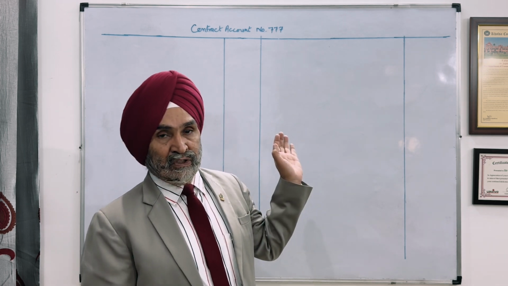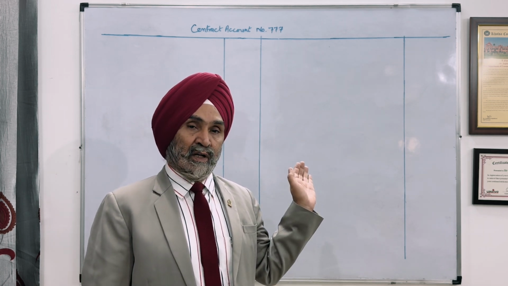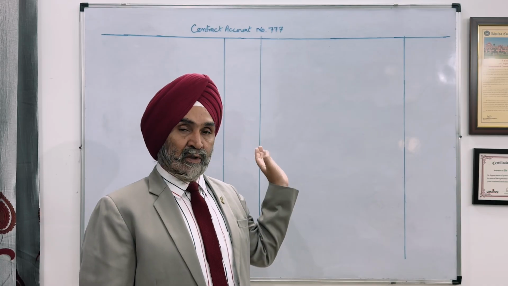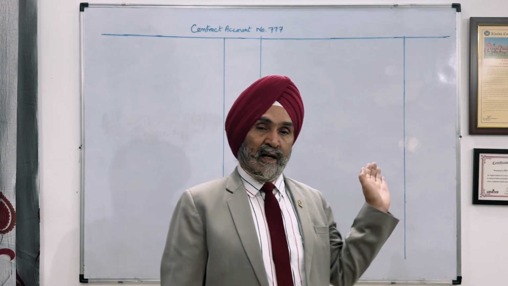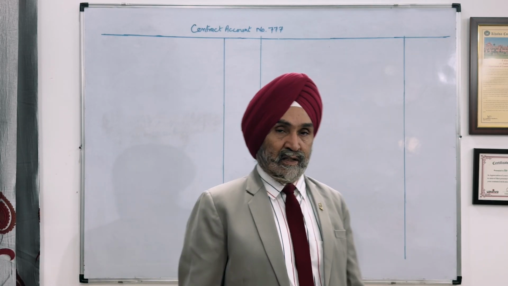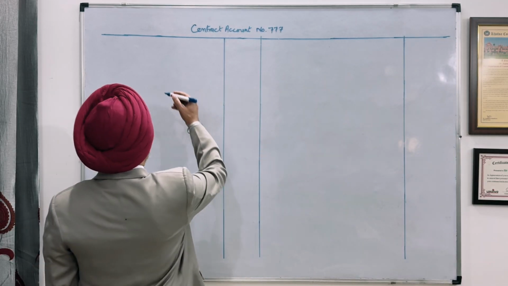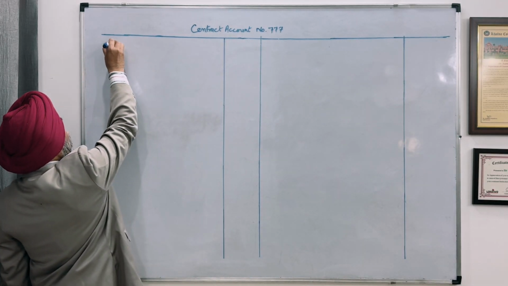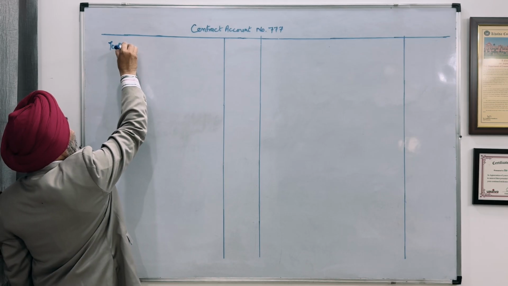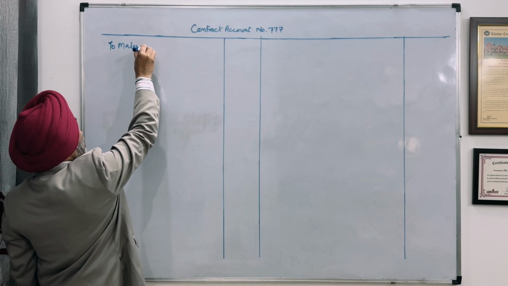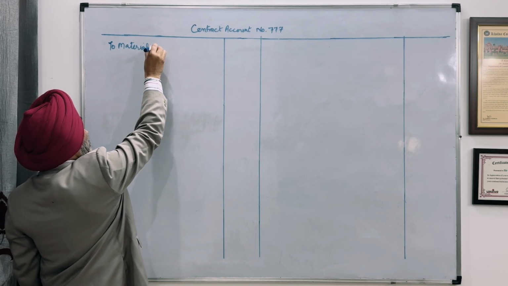So first of all, we'll see how the costs are to be charged, how the costs are to be debited, and how the income is to be credited. So first of all, the material. Material at site in the beginning.